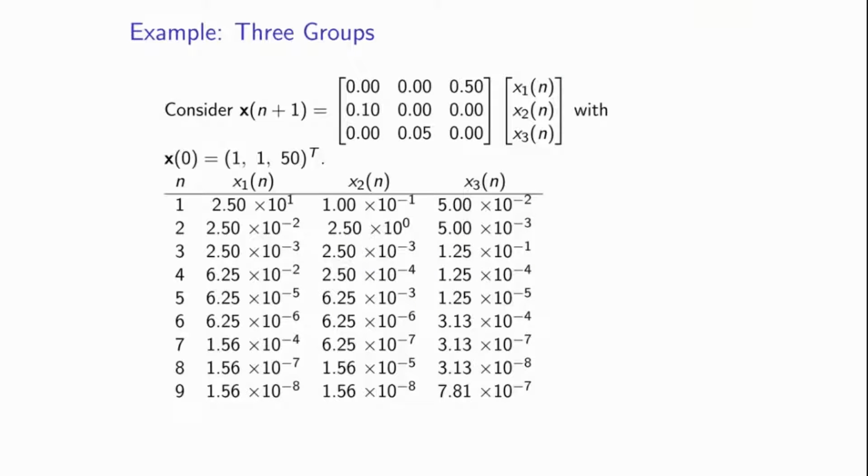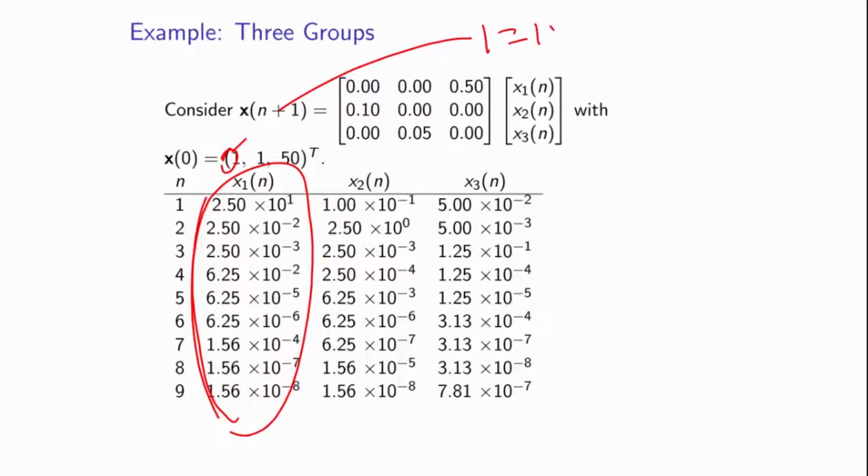But take a look at the first column here. What's happening to the size of group number 1? That size started with 1. Remember, 1 is 1 times 10 to the 0.